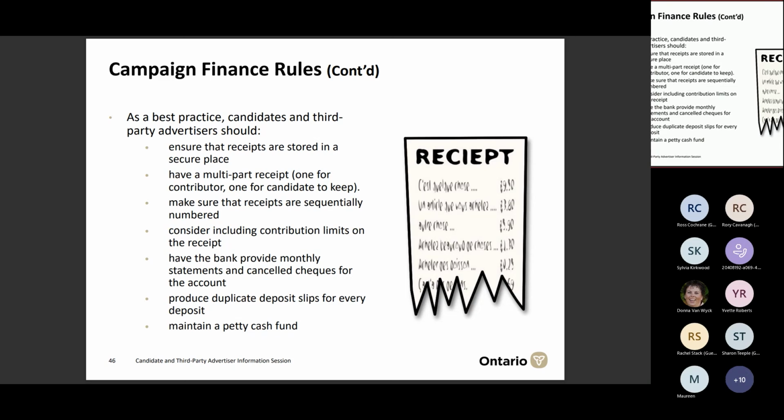Candidates and third-party advertisers may find it useful to look over Form 4, that's for candidates, and Form 8 for third-party advertisers, respectively, at the beginning of their campaign, to give them an idea of what information will be needed to report on at the end of the campaign. So once again, it is a requirement under the Municipal Elections Act to maintain records right up until November 15, 2026. Next slide, please.